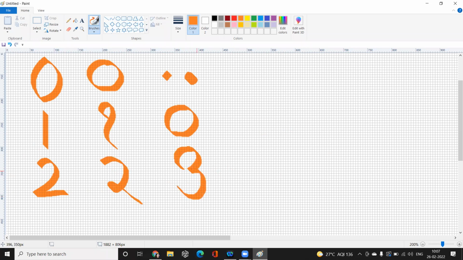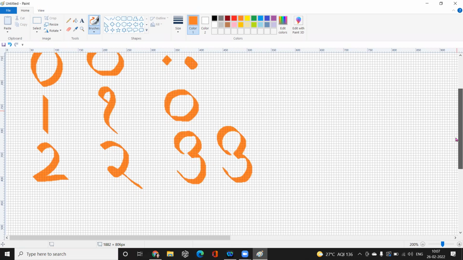So what we do is in the beginning, we try to make this loop. We do not close this loop. We leave it like that and then draw another loop at the bottom. So this is 2. Looks like a little bit like 3, but this is 2.